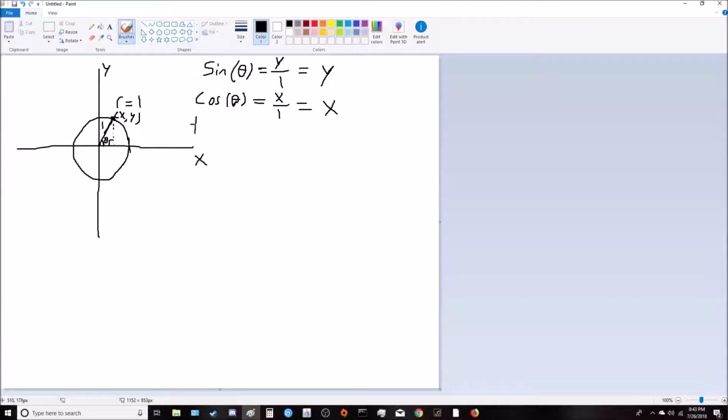And finally, tangent of theta, our other trigonometric ratio. Well, what's tangent? Tangent is opposite side over adjacent side. Since we already know that the opposite side is y and the adjacent side is x, that means that tangent of theta is equal to the y coordinate over the x coordinate. But since we know that y is equal to sine and x is equal to cosine, this also means that the tangent of theta is also equal to the sine of theta over the cosine of theta.